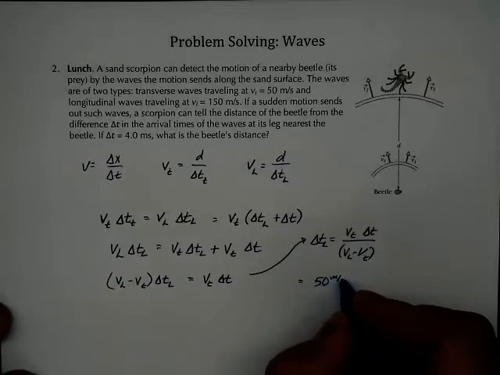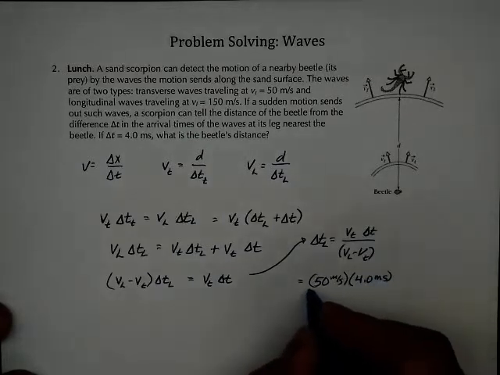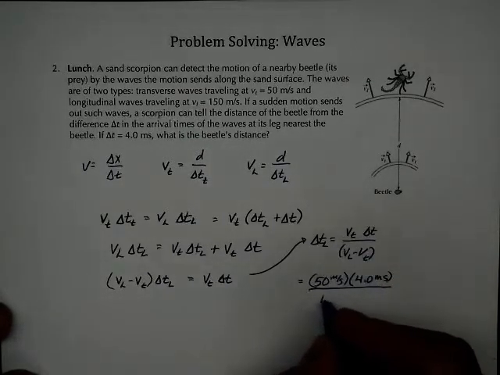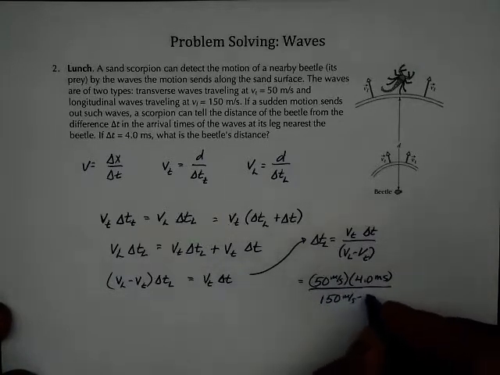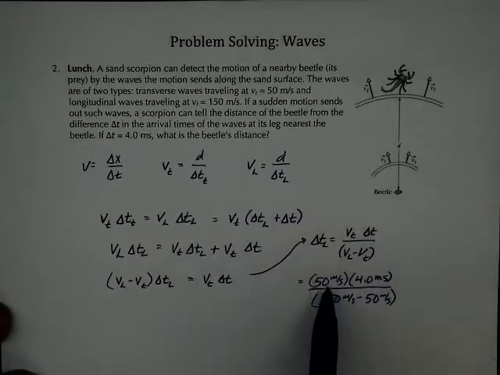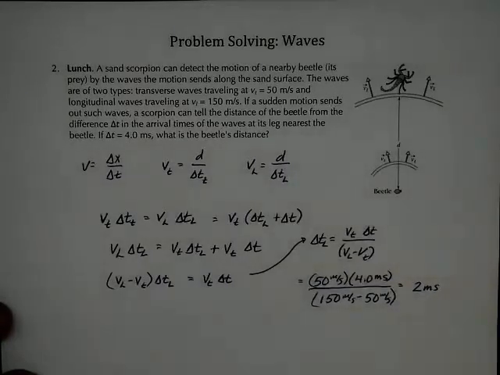So that's 50 meters a second. The time difference is 4 milliseconds. And I'm going to keep it in milliseconds, even though we generally convert units, because I got speed in the numerator and denominator, so those units are going to cancel out. Longitudinal wave's 150 meters a second. Transverse is 50 meters a second. So 50 divided by 100 is 1/2, which means the time for the longitudinal wave to arrive is 2 milliseconds.